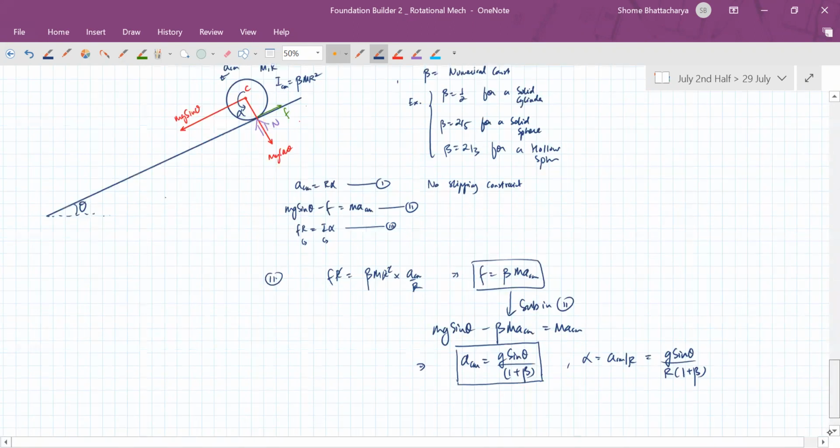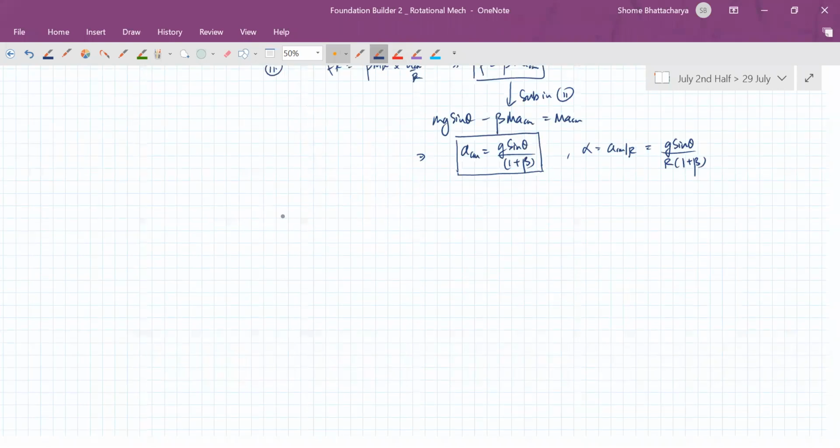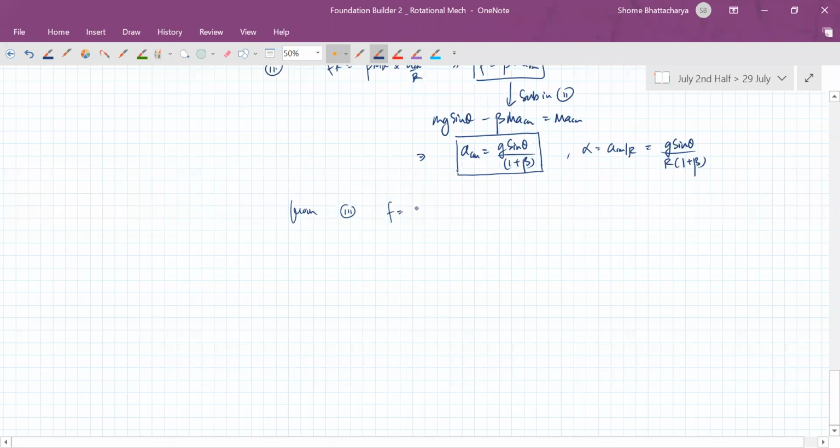Okay, so understood this. Now the limiting friction condition we'll understand. From the third equation again, we have that friction is equal to beta times M ACM. Now substituting this value here, this becomes beta upon 1 plus beta into mg sin theta. So this is the magnitude of friction needed for rolling to occur.